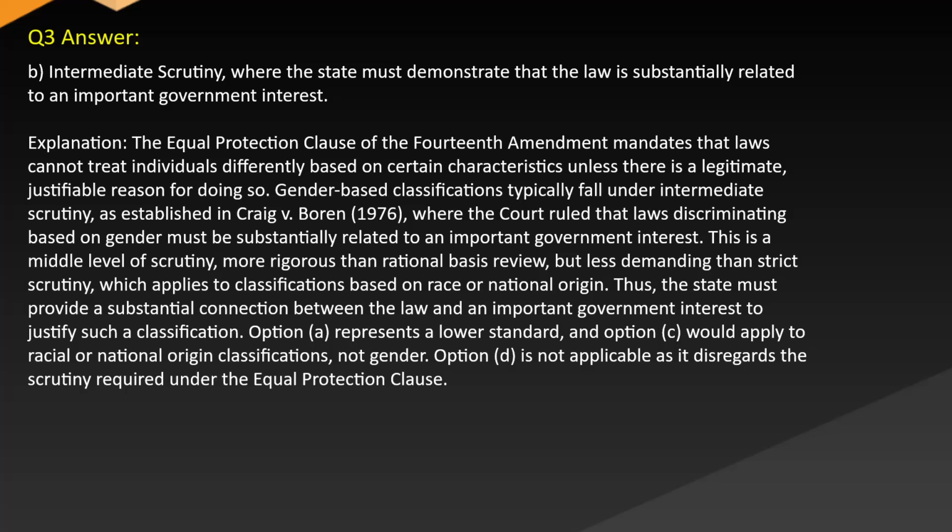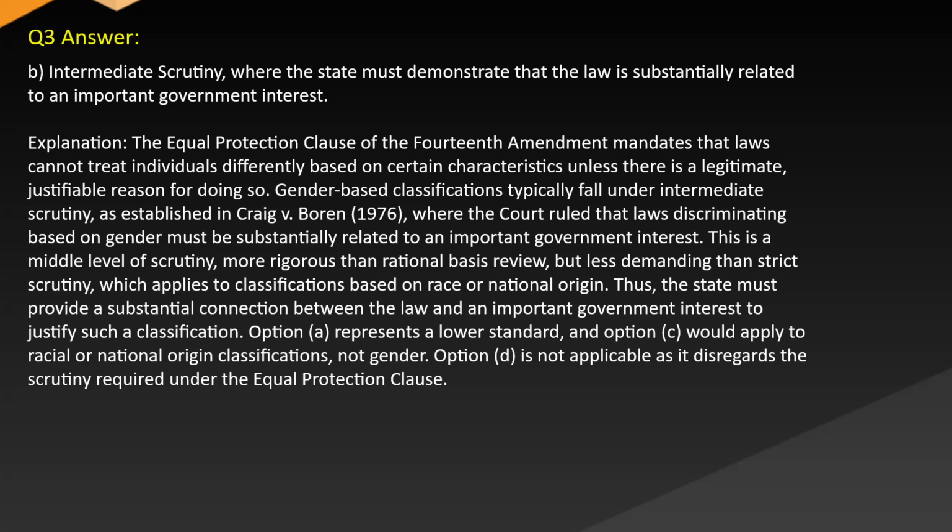Answer. B. Intermediate scrutiny, where the state must demonstrate that the law is substantially related to an important government interest. Explanation. The Equal Protection Clause of the 14th Amendment mandates that laws cannot treat individuals differently based on certain characteristics unless there is a legitimate, justifiable reason for doing so. Gender-based classifications typically fall under intermediate scrutiny, as established in Craig v. Boren, 1976, where the court ruled that laws discriminating based on gender must be substantially related to an important government interest. This is a middle level of scrutiny, more rigorous than rational basis review, but less demanding than strict scrutiny, which applies to classifications based on race or national origin. Thus, the state must provide a substantial connection between the law and an important government interest to justify such a classification.